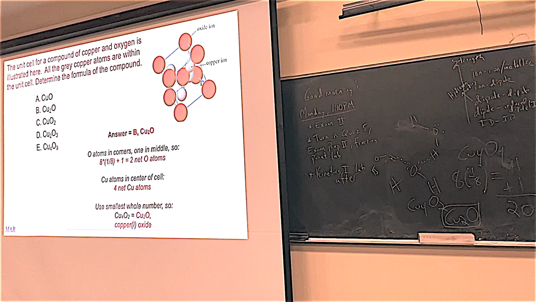And the reason I bring this up is just to remind you that these are only 1/8 inside the cell. Most of them's outside, all right? If you had a face one, those would be half in and half out, but we don't have any of those here. So 1/8 times 8 is 1 net atom. You've still got the 1 oxygen inside, so there's 2 net oxygens, and 1, 2, 3, 4 coppers are in there. It's usually a smallest formula, so Cu2O would be the best one here. Questions?